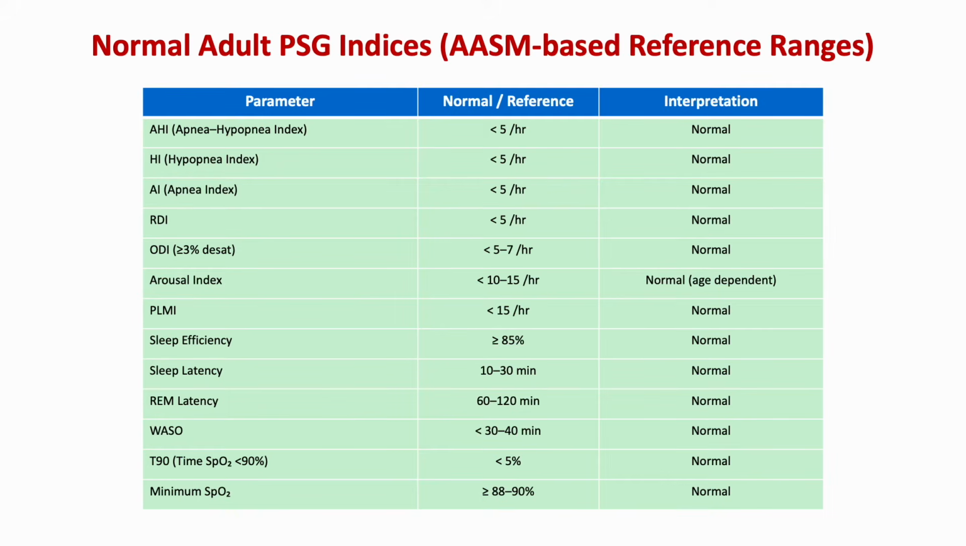And even in children, you may have different indices and a different value to suggest central sleep apnea or obstructive sleep apnea. It's totally different in pediatrics. So you must take that in mind. And this is for the adult population, though.